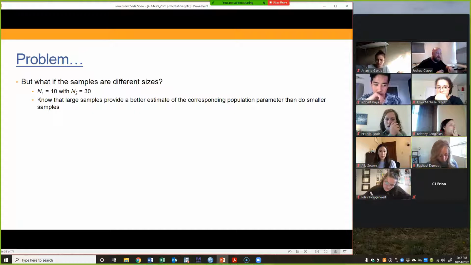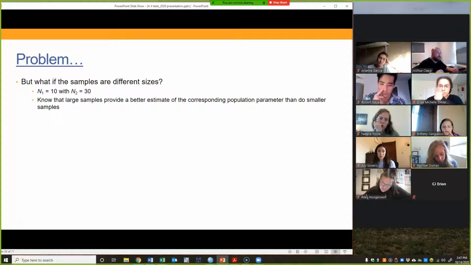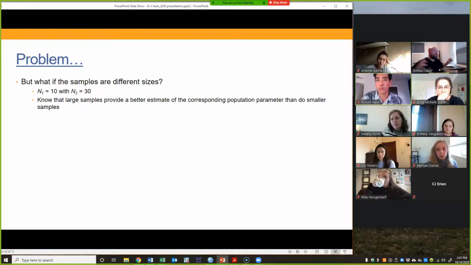Let's say, for example, sample 1 has 10 people, sample 2 has 30 people. What we know is that larger samples are going to provide a better estimate of our target population parameter than smaller samples. Robert, why is this? No matter what, we're going to have some form of sampling error, so the larger the sample gets, the more representative of the population it will be. Yeah, on average. The more observations I collect, and assuming all things equal, my larger sample is going to be more precise than my smaller sample.